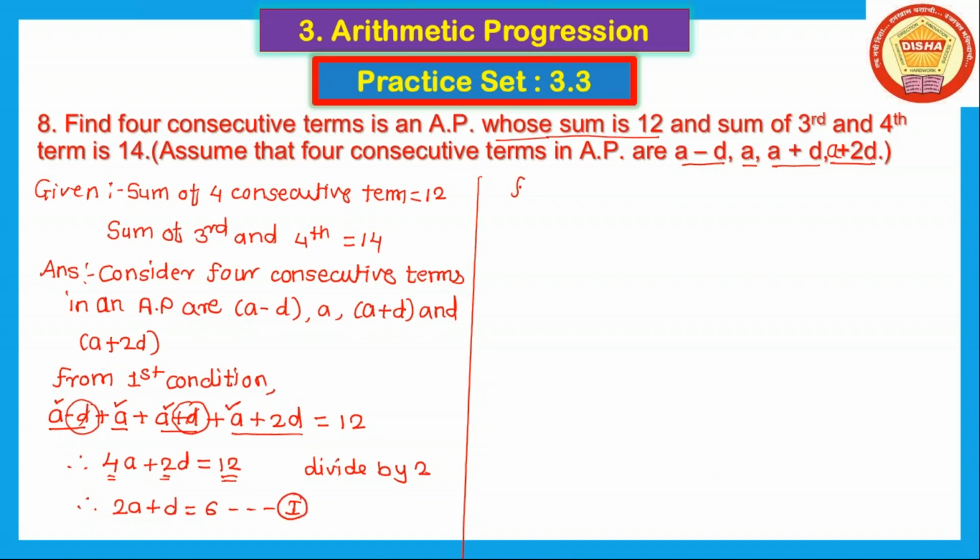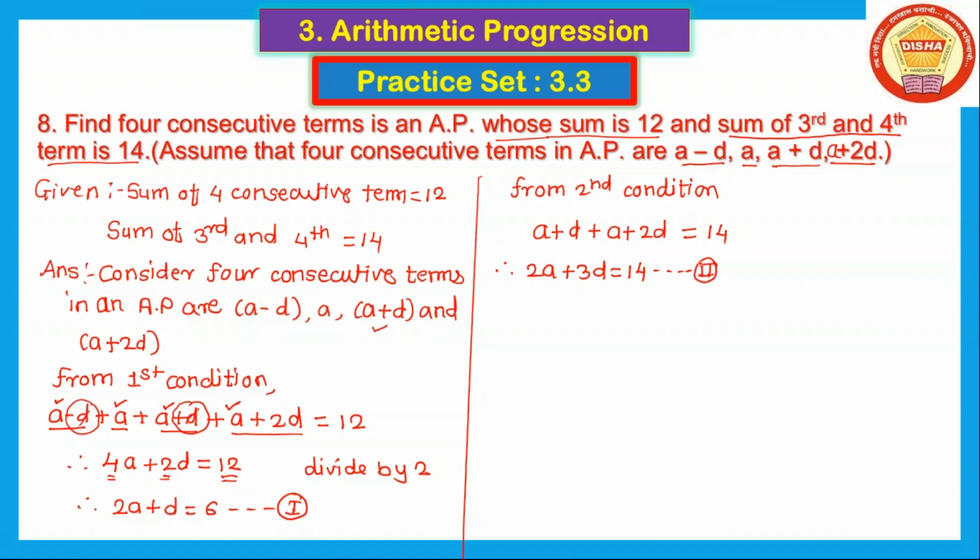Then we take the second condition. What is the second condition in the given question? The sum of the third and fourth terms is 14. The third term is a plus d, and the fourth term is a plus 2d. This sum is equal to 14. Then we simplify, which gives 2a plus 3d is equal to 14. This is our second equation.